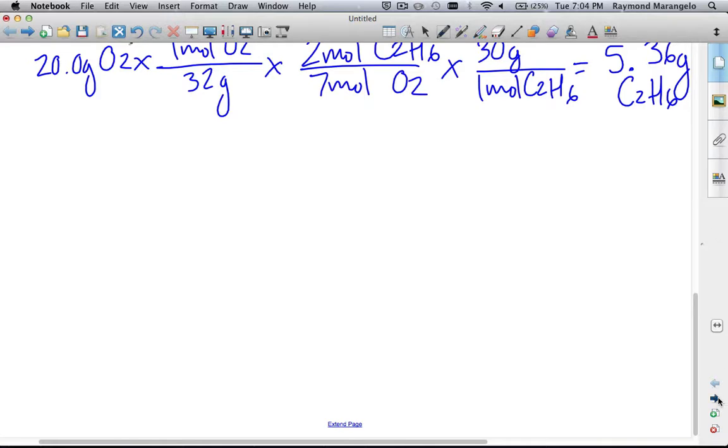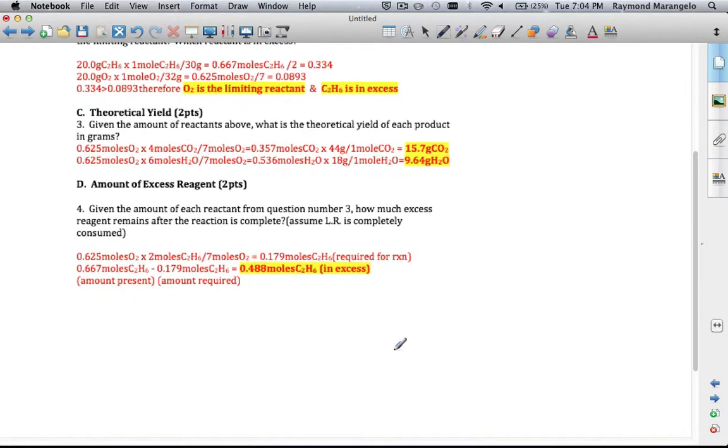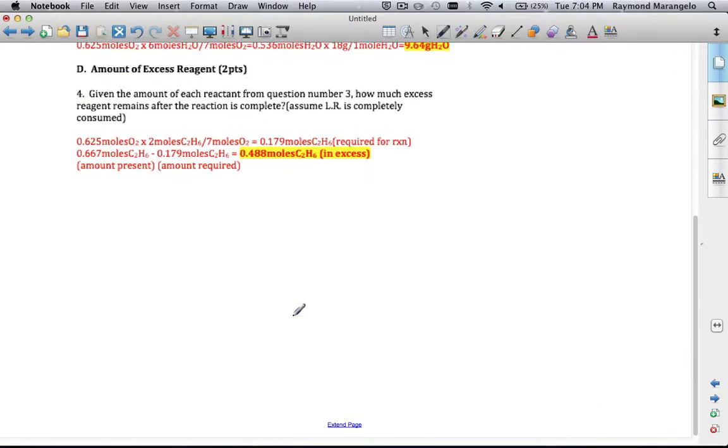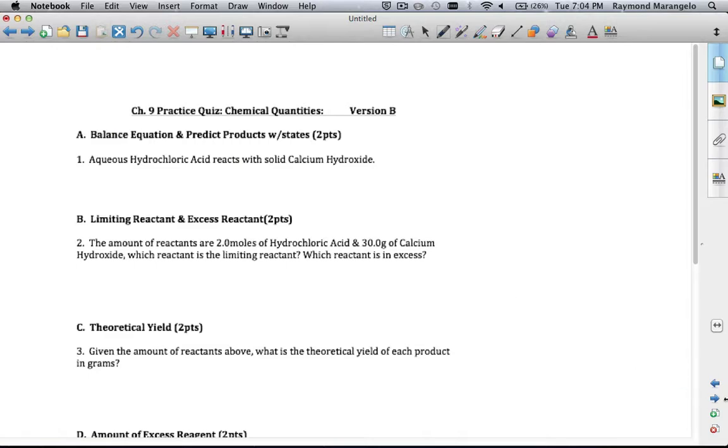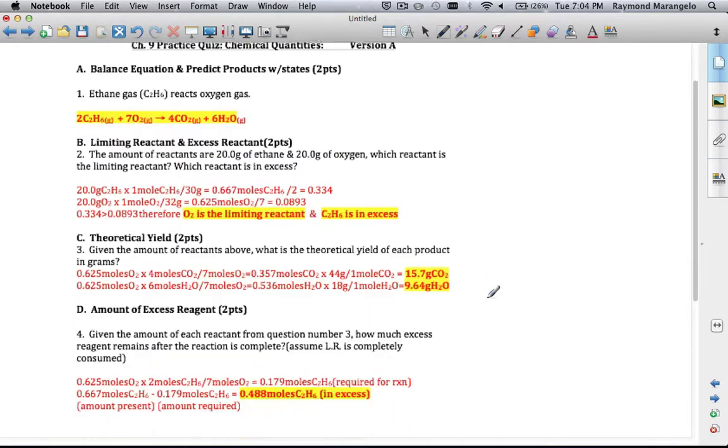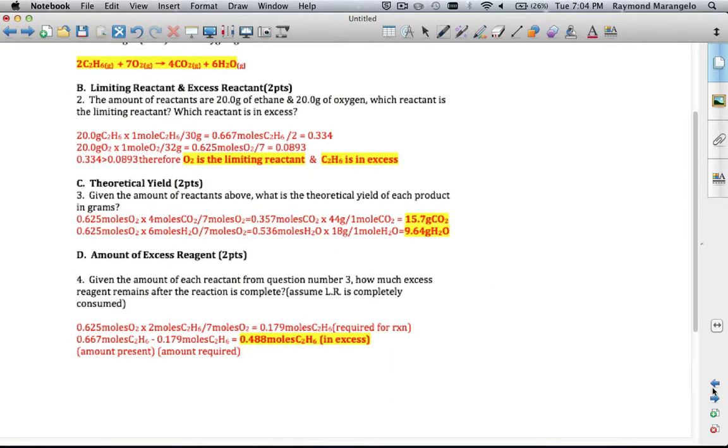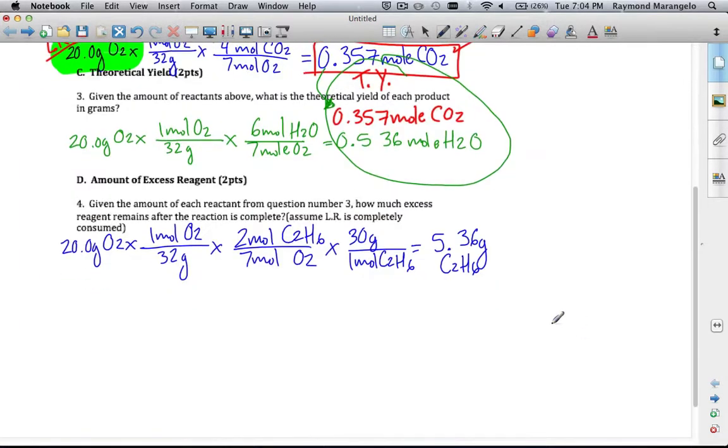So you can go to the next page. Let's see. Oh, did I not? All right, my bad. Come back here. And let's go to the, okay, so there you go. So I should have 20, this is how much I need. That's how much C2H6 I'll actually use.